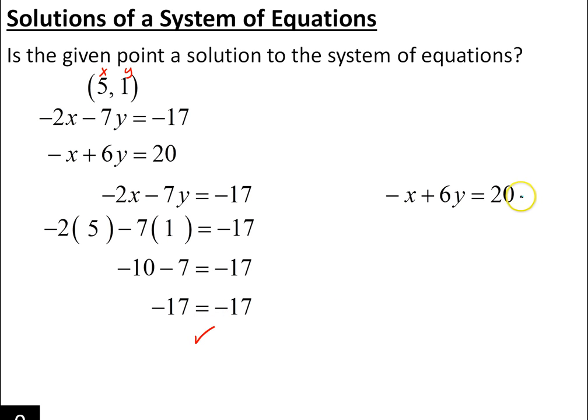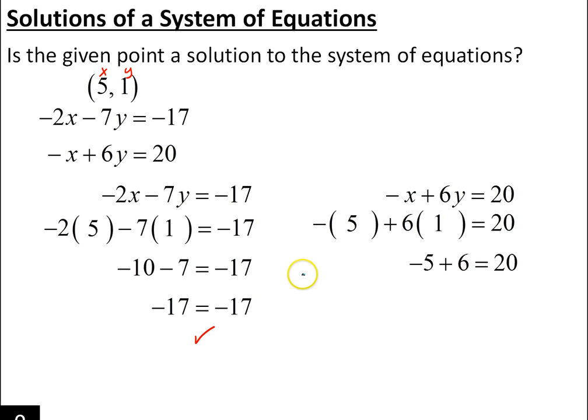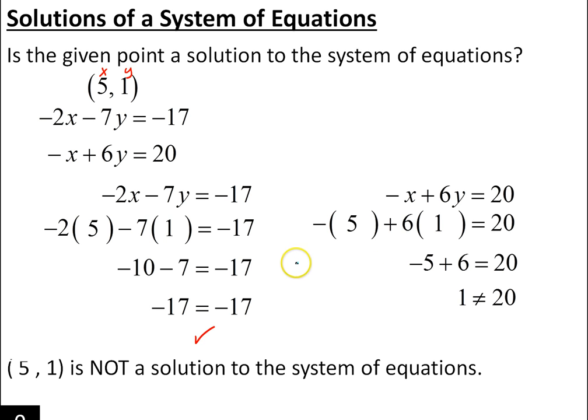Now we got to try the second one. If it didn't work here, there's no point to try the second one. But since it worked, we'll try the second equation. So we'll put the 5 where the x is and the 1 where the y is. Do the math, and we get 1 is not equal to 20, so this point is not a solution. So 5, 1 is not a solution to both equations.